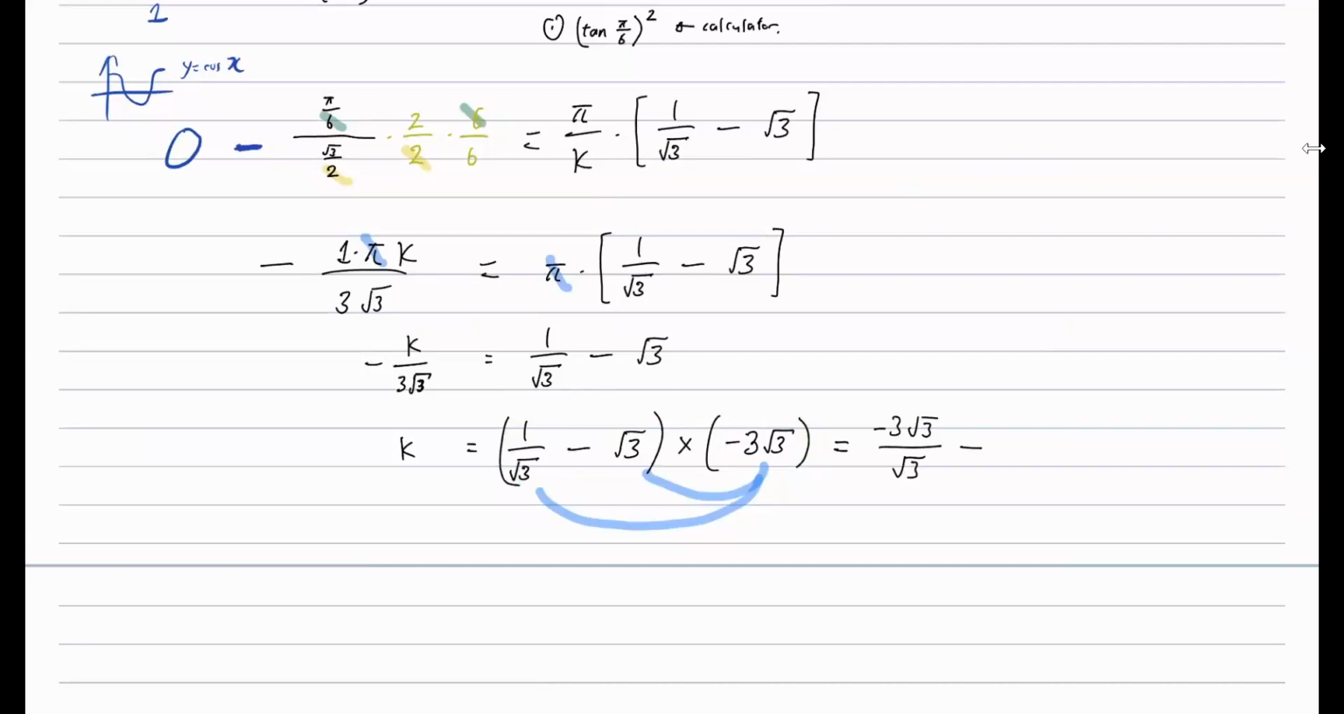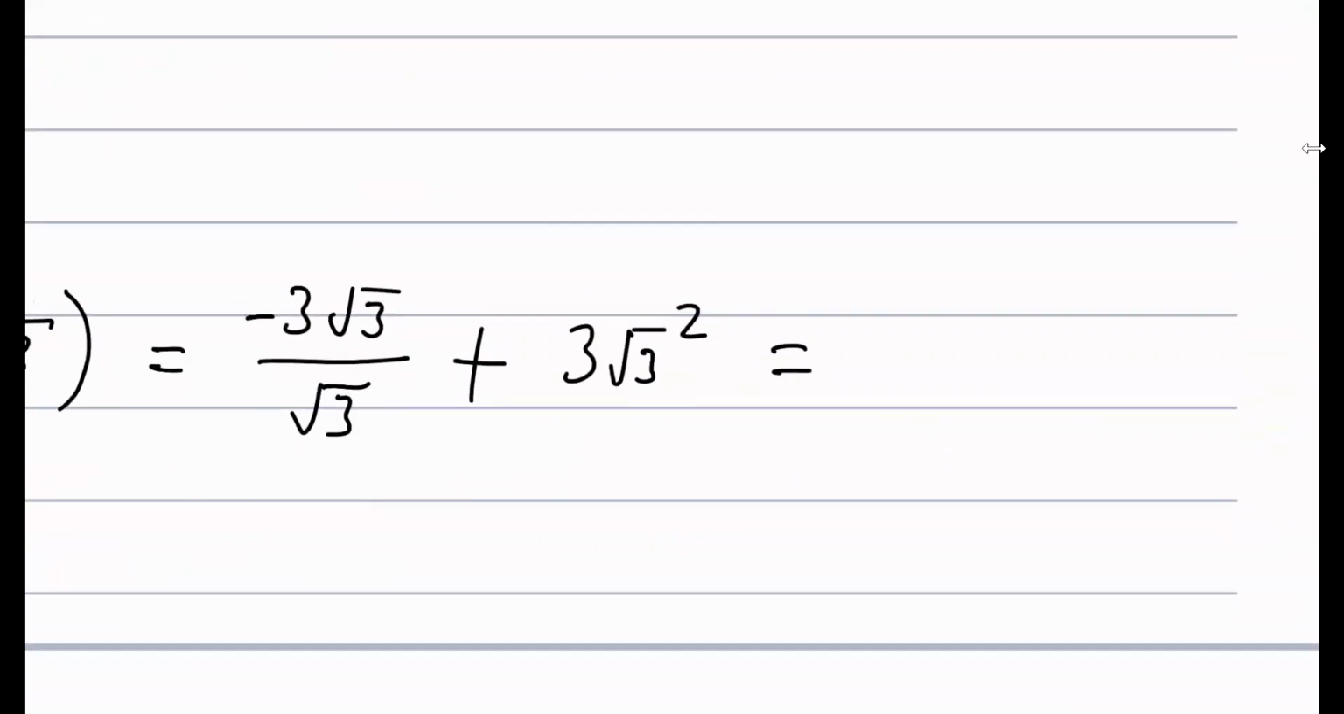Minus times a minus becomes a plus, then 3 root 3 times root 3 squared. Okay, what do you get? Cancel. -3 plus 9, so 6. Exact value of k is 6.